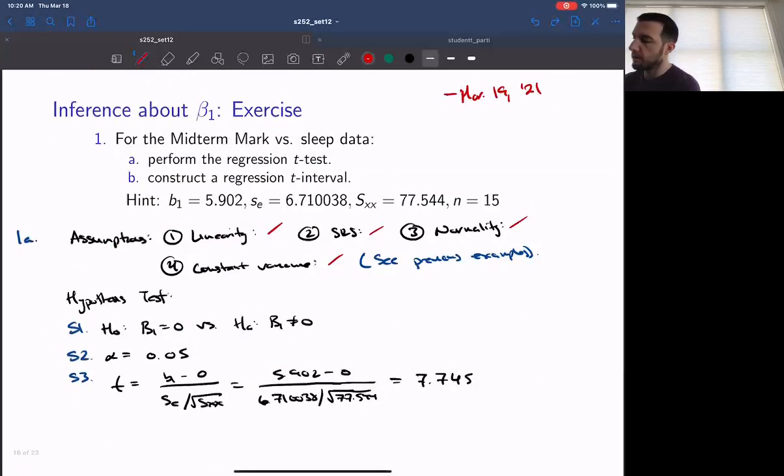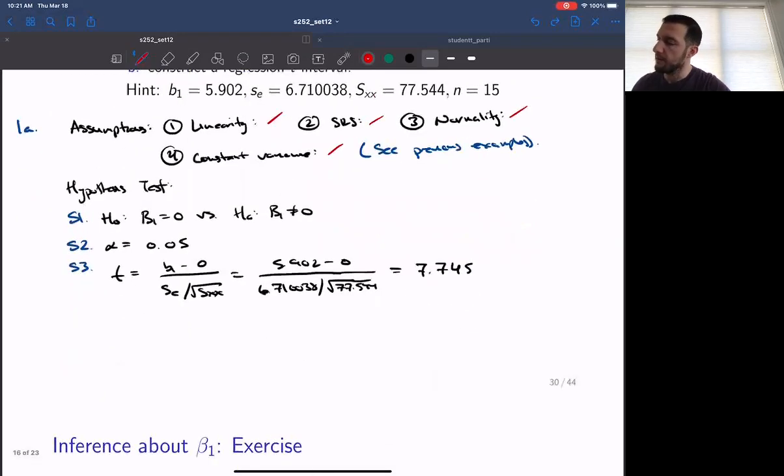All right, so we are still working with the midterm mark versus sleep data set. In part A, we are conducting the regression t-test, aka the model utility test, aka the test of no linear relationship, aka the double-sided test of beta 1 equal to 0. So we have our 4 assumptions listed in 1A. Those again are the same 4 assumptions that we use when we fit the SLR model. So these have been verified throughout the lecture set. Again, for linearity, we use a scatter plot. For SRS, we need understanding of the material. For normality and constant variance, we use residual analysis.